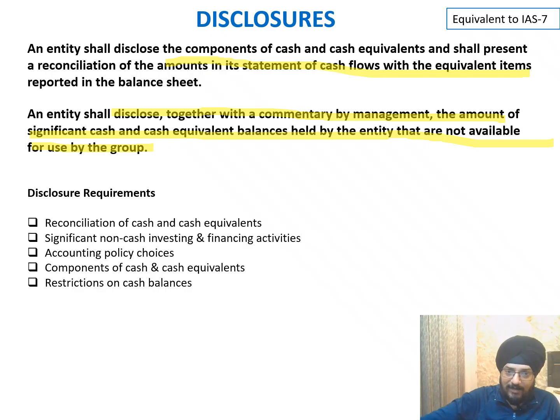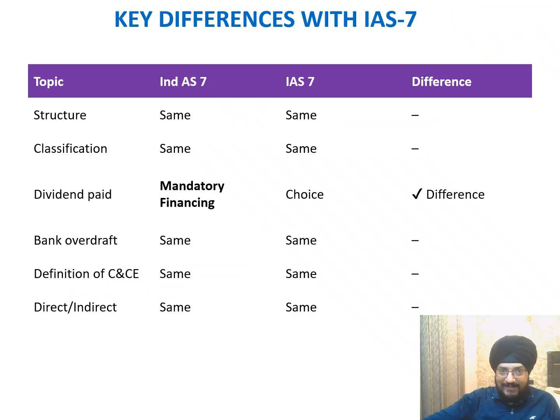So disclosure requirements are largely these five: reconciliation of cash and cash equivalent, significant non-cash investing and financing activity, accounting policy choices, components of cash and cash equivalent, and restriction on cash balances. Now we will come to the last slide that will quickly show the differences between IND AS 7 and the International Accounting Standard. Okay, so this is the last slide for the key differences.